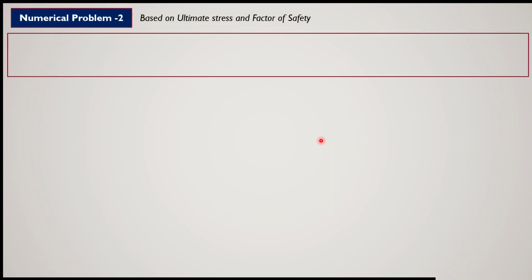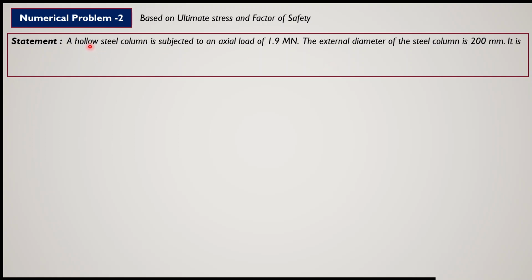Now numerical number 2, which is based on ultimate stress and factor of safety. So you are aware after going through the stress strain graph what is the meaning of ultimate stress, what is breaking stress, what is elastic limit, and all the terms related to them. So the statement for this numerical number 2 is: a hollow steel column is subjected to an axial load of 1.9 meganewton. So load is given 1.9 meganewton and the column is a hollow cylindrical column.